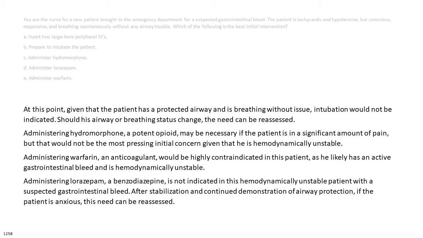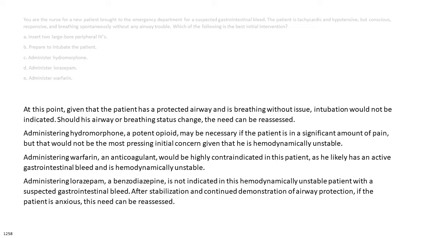At this point, given that the patient has a protected airway and is breathing without issue, intubation would not be indicated. Should his airway or breathing status change, the need can be reassessed. Administering hydromorphone, a potent opioid, may be necessary if the patient is in a significant amount of pain, but that would not be the most pressing initial concern given that he is hemodynamically unstable.